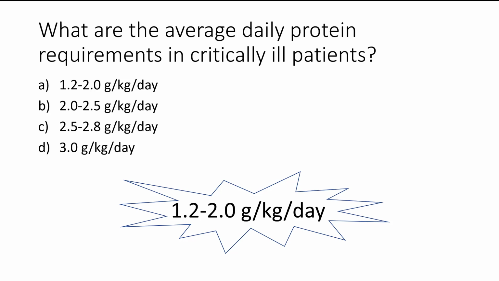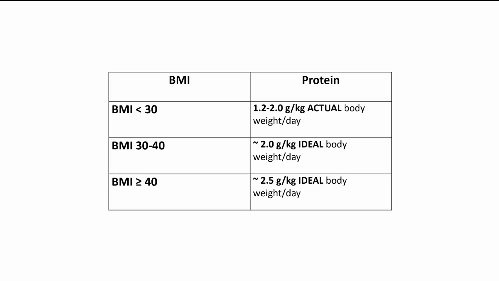Keep in mind that when we make these calculations, we should use the patient's usual weight or dry weight if they're volume overloaded. And again, the patient's BMI will affect the recommended daily protein intake. If BMI is 30 to 40, then 2 grams per kg of ideal body weight are recommended. And if BMI is 40 or above, it is 2.5 grams per kg of ideal body weight per day.